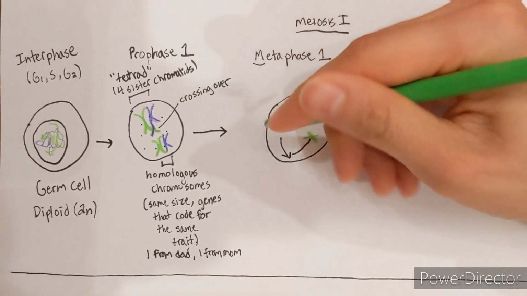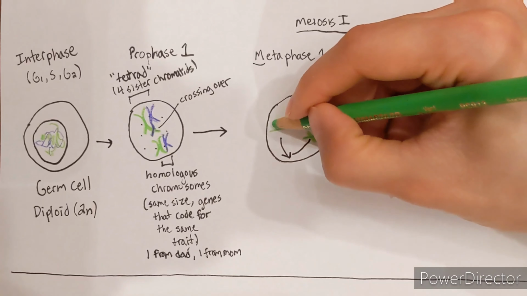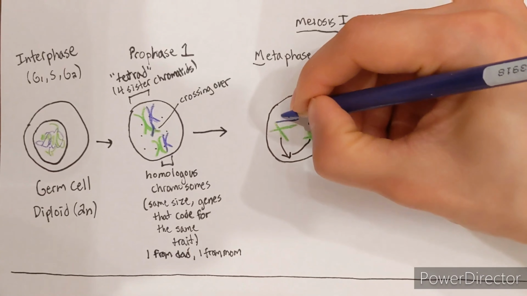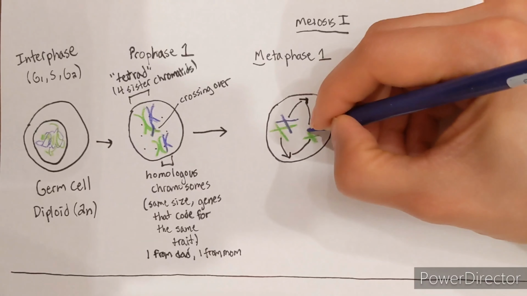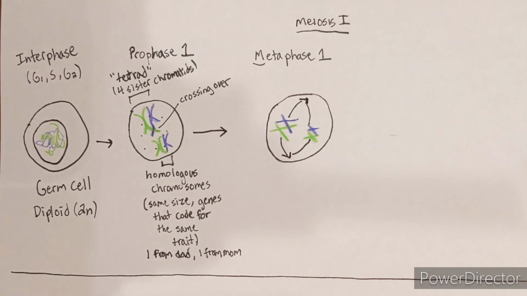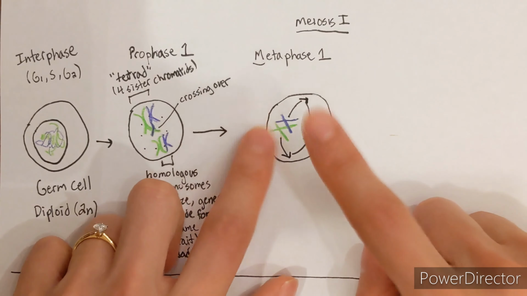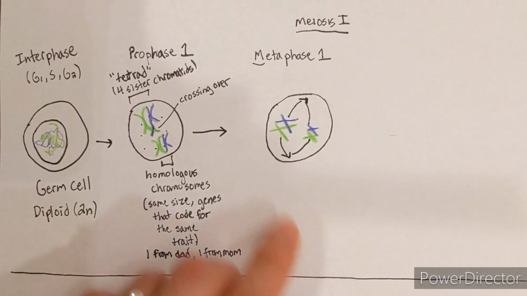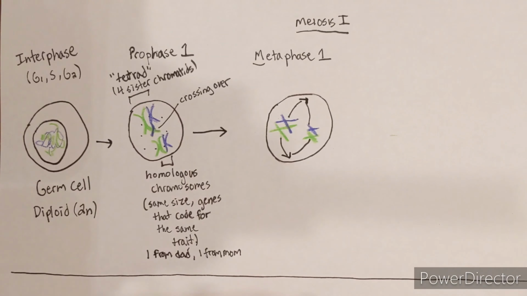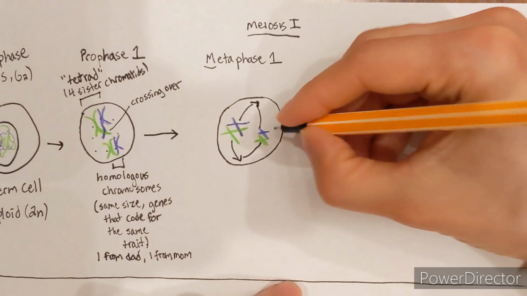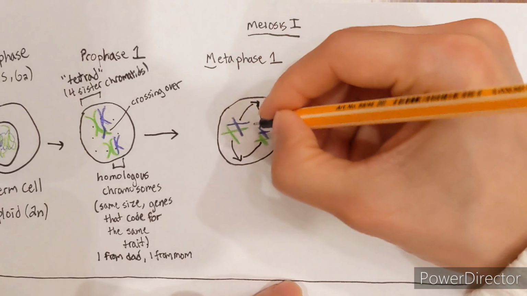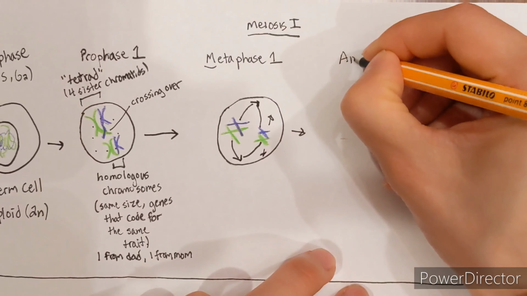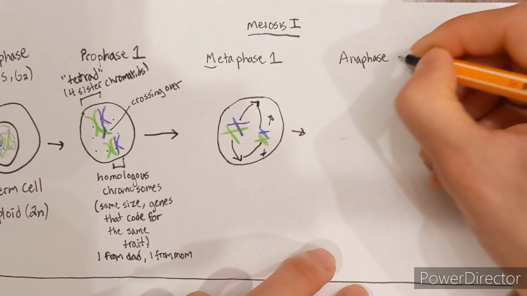So let's pretend we've got one pair here, and then we've got the sister with the crossing over going on over here. Lining up my tetrads this time instead of just individual chromosomes. Told you we were going to go faster. After metaphase, what happens next? These guys are going to get pulled apart, right? In anaphase. Anaphase 1.